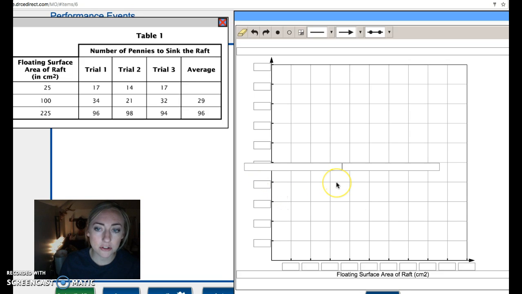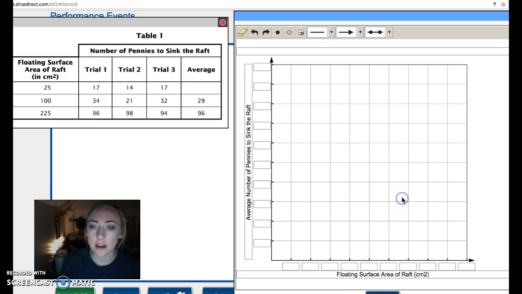And then we were measuring the number of pennies to sink the raft. So that's what goes on our y-axis because that is the dependent variable. And actually, we're going to make sure that this says average number of pennies because we're only graphing the average. And then you just click out, and that's how you would label your y and your x.